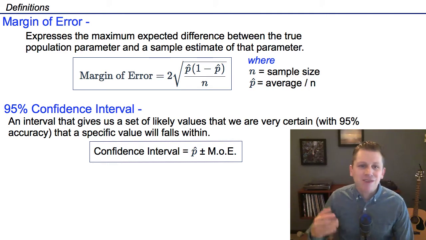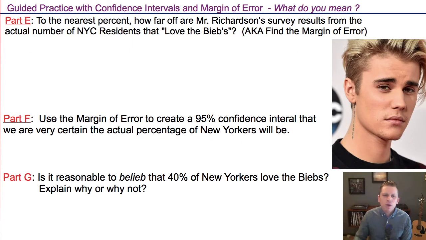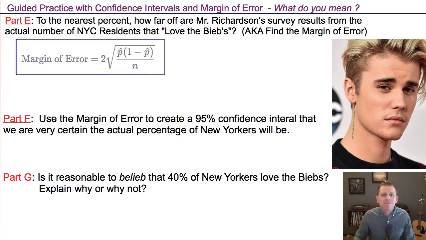Let's look at an example to give this some meaning. What we want to do is find, to the nearest percent, how far off our results were when we found out that 25% of the people in our sample loved the Biebs. Meaning, we want to know if we were able to test everybody, which we're not able to do, how many New York City residents would love the Biebs. Well, the first thing we want to do is bring up our margin of error formula. In this formula, p hat is the proportion of people in our sample that love the Biebs, and n is the sample size.